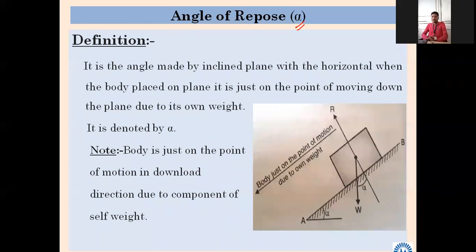So the definition now is very simple again. Only now, instead of a horizontal plane, an inclined plane is taken. Nothing else, only that is the change. See here now. It is the angle made by the inclined plane with the horizontal. When the body is placed on the plane, it is just on the point of moving down the plane due to its own weight.